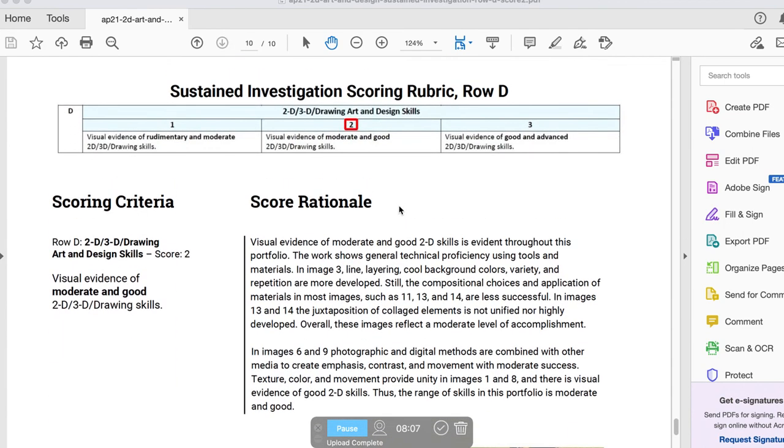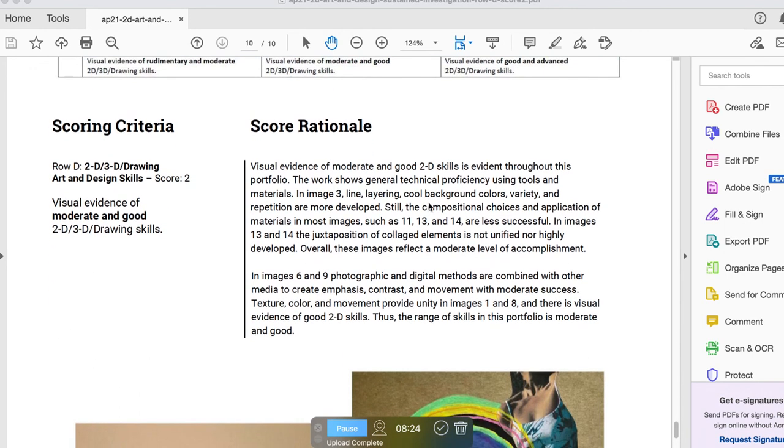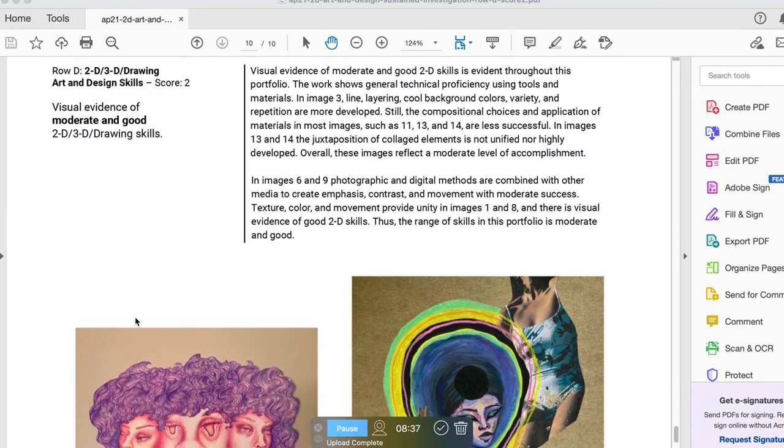All right, so row D, we have a 2. So this is visual evidence of moderate and good 2D skills. Since this is a 2D portfolio, it is being scored on the 2D skills. Rationale. Visual evidence of moderate and good 2D skills is evident throughout this portfolio. This work shows general technical proficiency using tools and materials.